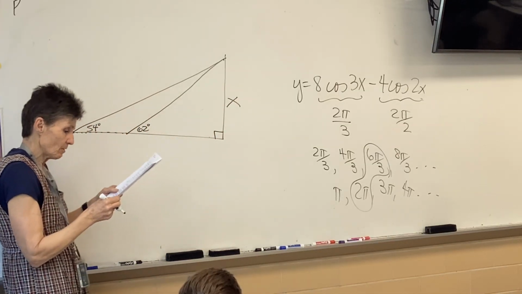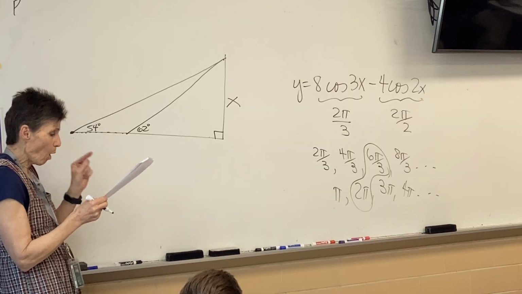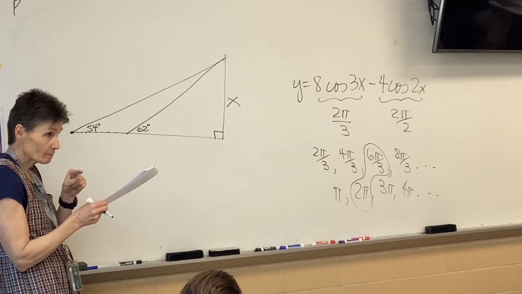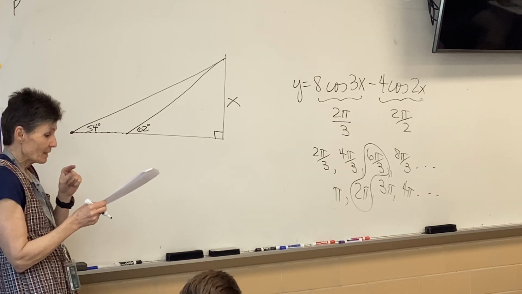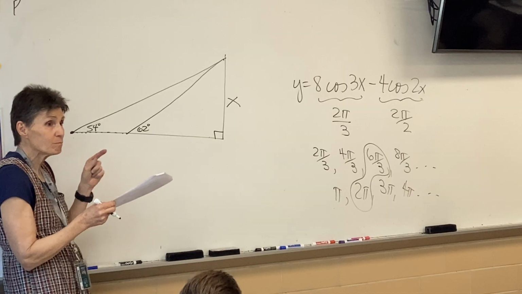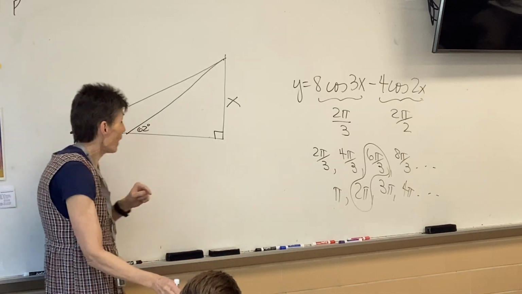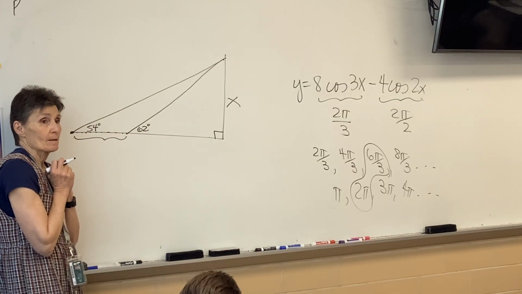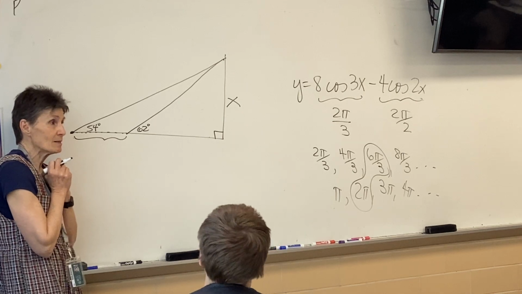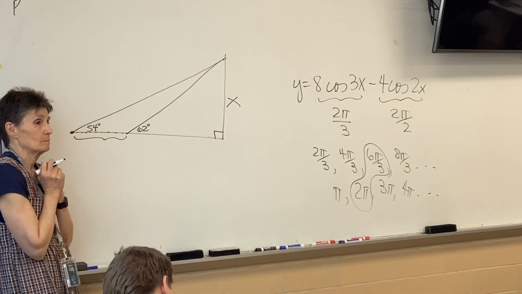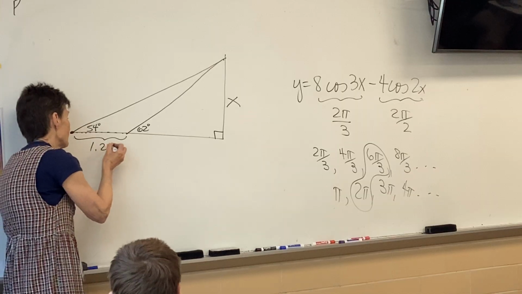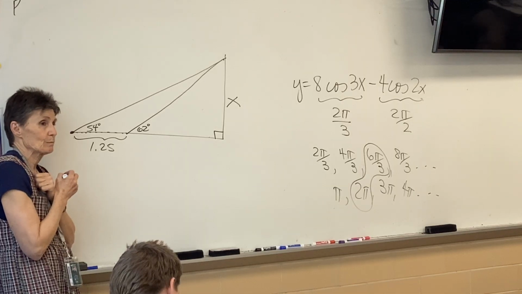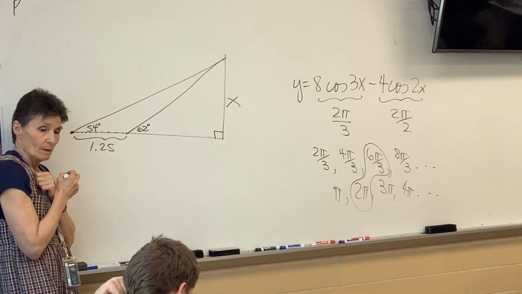Now, the key thing here is that Robbie walked for half an hour, right? At a speed of 2.5 miles an hour. So how far did Robbie actually walk here? 2.5 miles an hour for half an hour. 1.25. Okay.